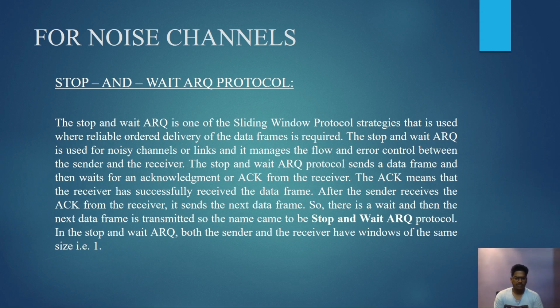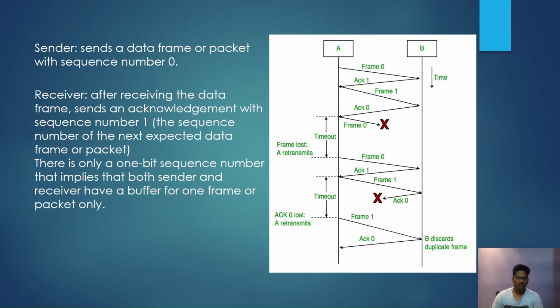In the stop and wait ARQ, both the sender and the receiver have windows of the same size, that is 1. So the sender sends a data frame or packet with sequence number 0. The receiver, after receiving the data frame, sends an acknowledgement with sequence number 1, the sequence number of the next expected data frame or packet. There is only a 1-bit sequence number, which implies that both sender and receiver have a buffer for one frame or packet only. In this example, A is the sender and B is the receiver.